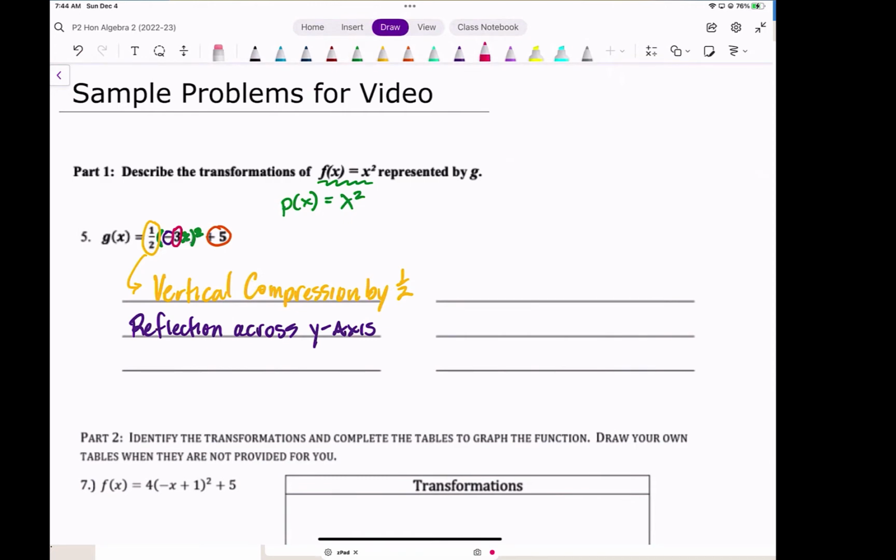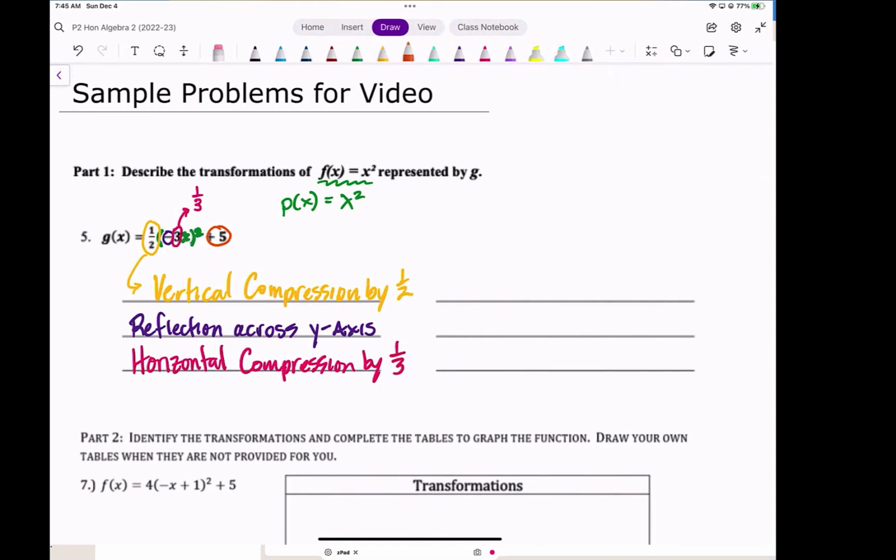Okay, the 3. 3 is also being multiplied. This time it's inside the parentheses or inside the function. So we do have a horizontal change. But remember, with the horizontal stretches and shifts, we don't use the number that we see. For stretches, we use the reciprocal. And if it was a shift, we would use its opposite. So for stretches, if it's a 3 pictured in the function, it's actually representing a compression by 1/3.